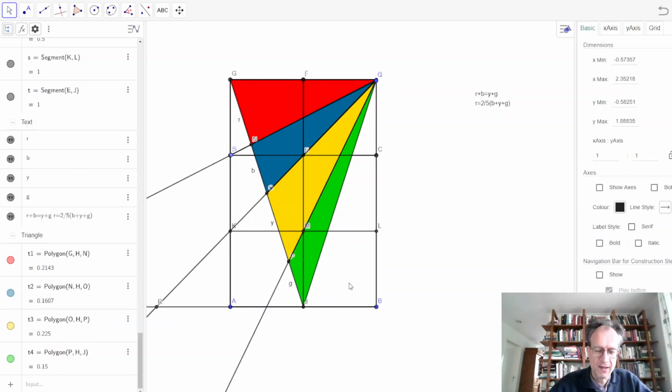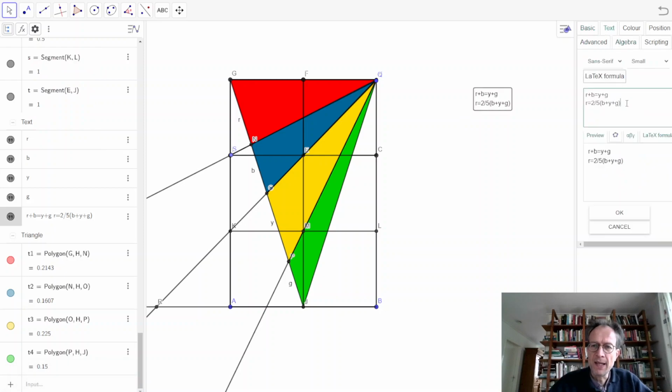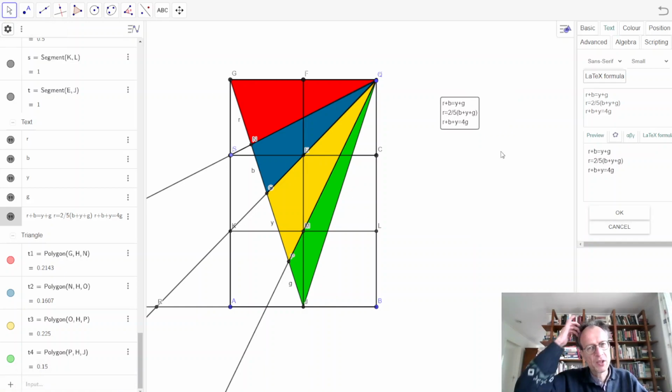That means that there is a proportion of 4. So let's add that. We know that this side, JP, which is R plus B plus Y, is 4 times G, which is the side of the little triangle. So now we have found 3 equations containing 4 variables, and well, that's really basic algebra.